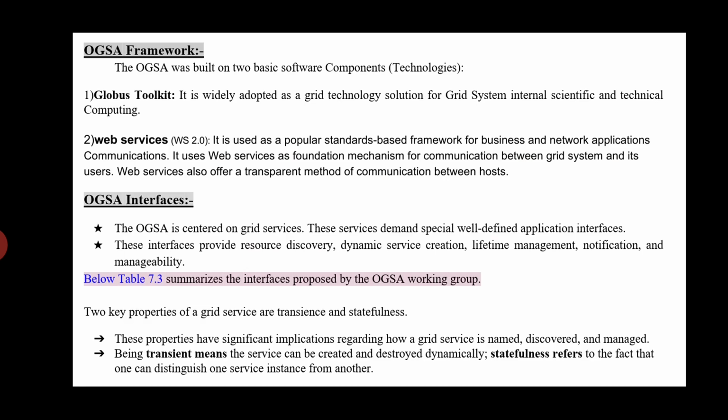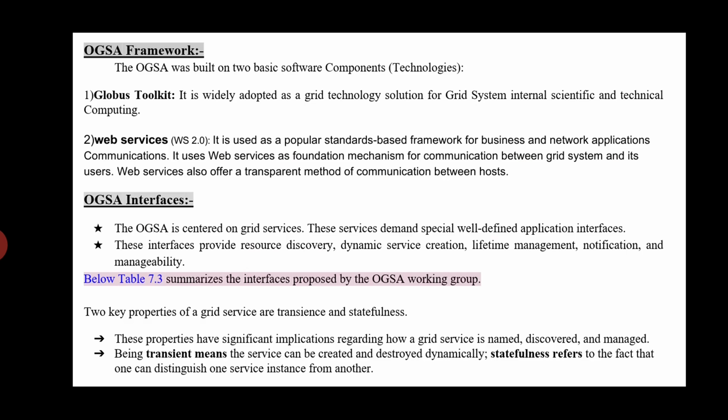Now we have seen the two key properties of a grid service: transience and statefulness. In a grid service we have two key properties: the first one is transient and the second one is statefulness. These properties play a significant role in how a grid service is named, discovered and managed.